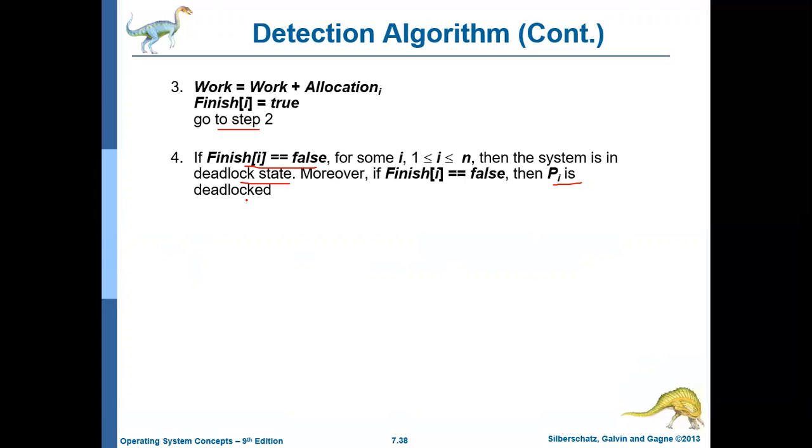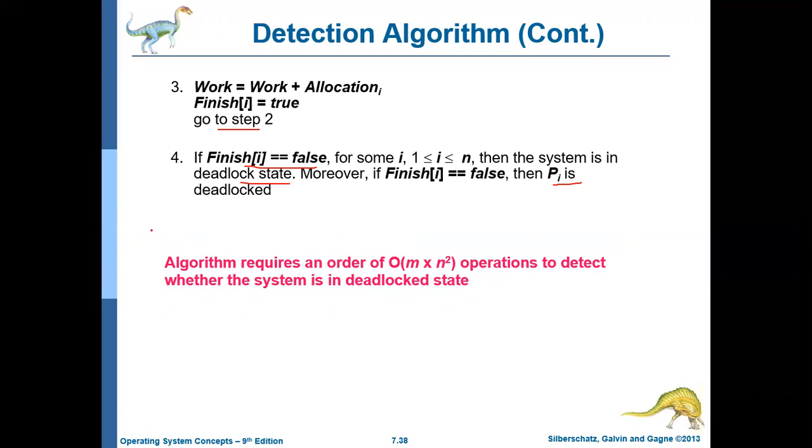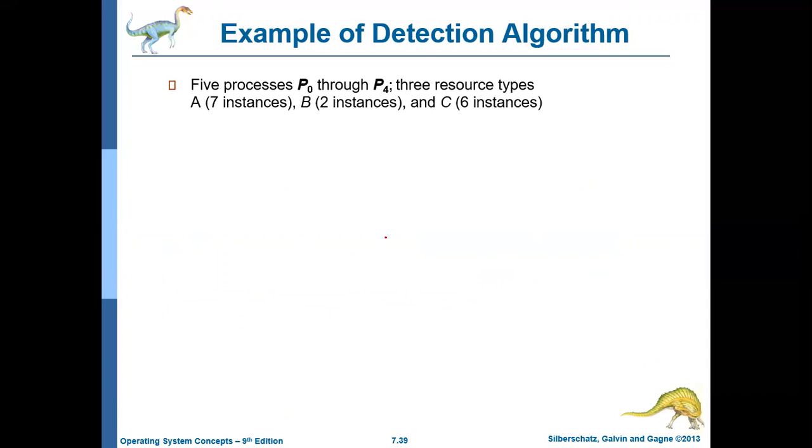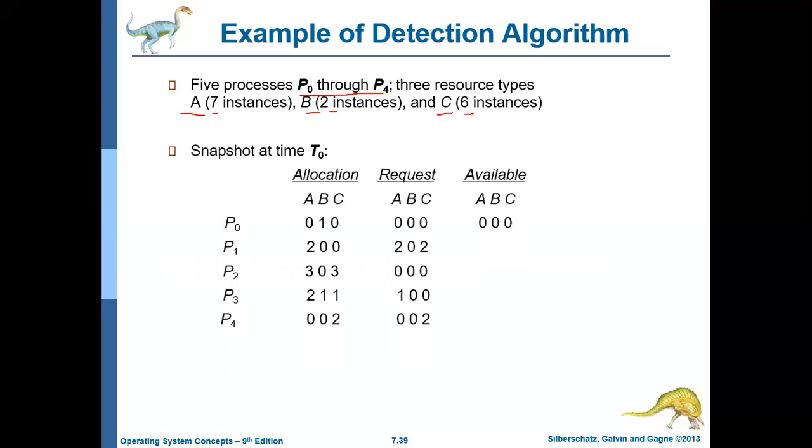So this is how deadlock detection works. And this algorithm requires an order of m times n squared operations to detect whether the system is in a deadlock state or not. Let us now discuss this with an example. Assume there are 5 processes P0 to P4 and 3 resource types A, B, and C. Currently, there are 7 instances of A available with the operating system, 2 instances of resource B, and 16 instances of resource C. And this is the snapshot of the system at time T0.